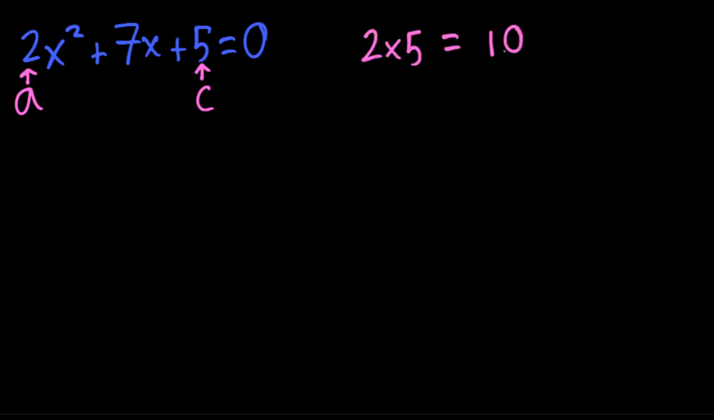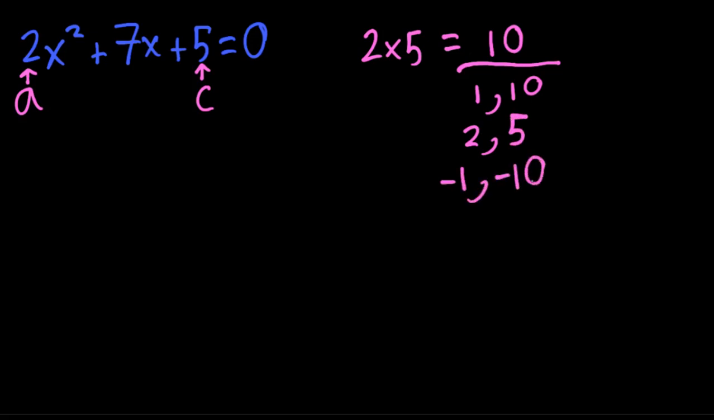And you can make a little table on the right-hand side of your page when you're doing the exam, and you'll write down all the factors of this number. So the factors are 1 and 10, because 1 times 10 is 10, 2 and 5, because 2 times 5 is 10, and then the same for negatives, don't forget about those. Minus 1 times minus 10 is also 10, and minus 2 times minus 5 is also 10.